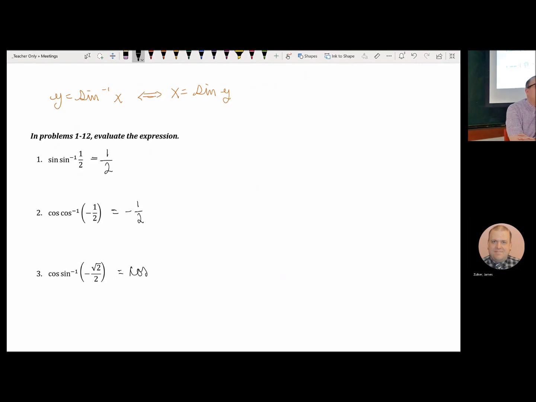It's negative pi over 2 to pi over 2. What quadrants are they? Fourth and first. Of those two, which quadrant is sine negative in? So you're looking for a value between negative pi over 2 and 0. Between negative pi over 2 and 0, where is sine negative root 2 over 2?